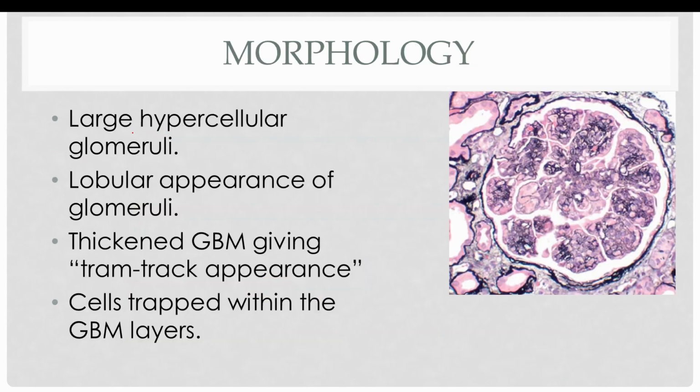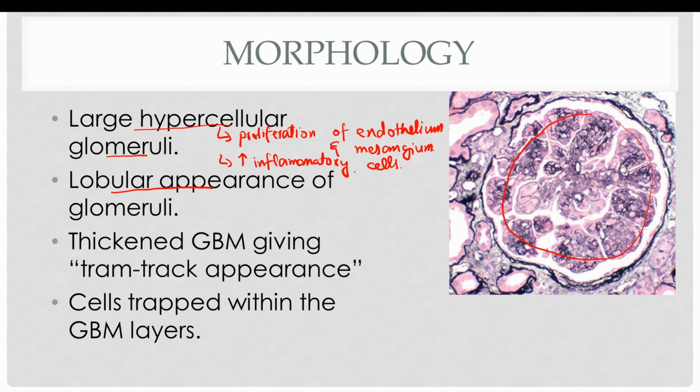So membranoproliferative glomerulonephritis appears as large hypercellular glomeruli in the histology, which give a lobular appearance. As you can see here, this is the glomerulus. It is enlarged, lobular and hypercellular. The hypercellularity is due to proliferation of endothelium and mesangium. Moreover, there is increased infiltration of inflammatory cells which add on to the cellularity of the glomeruli.